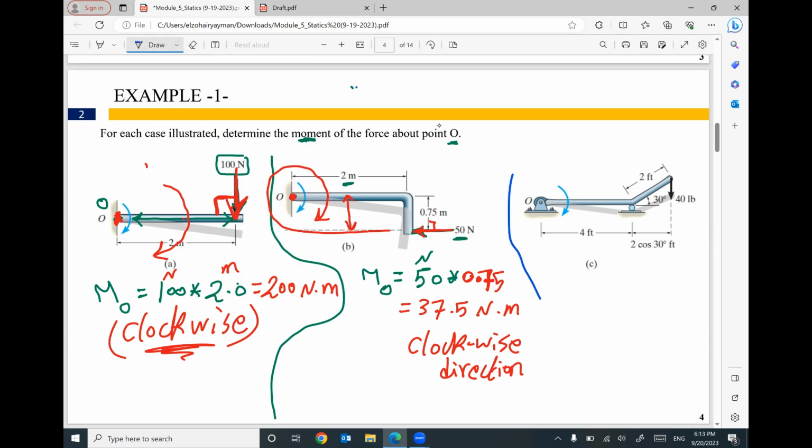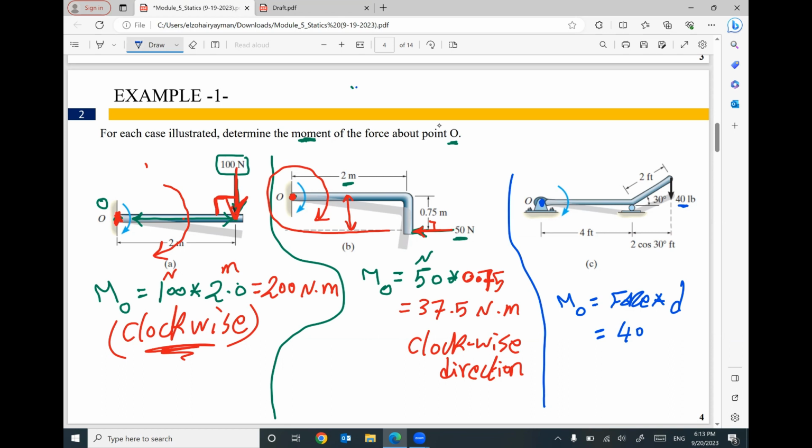One more example. We are given this beam and we are given a force of 40 pounds vertically, and we have point O, and we would like to calculate how much moment this force will create about point O. Your moment equals force times distance. The force we have is 40.